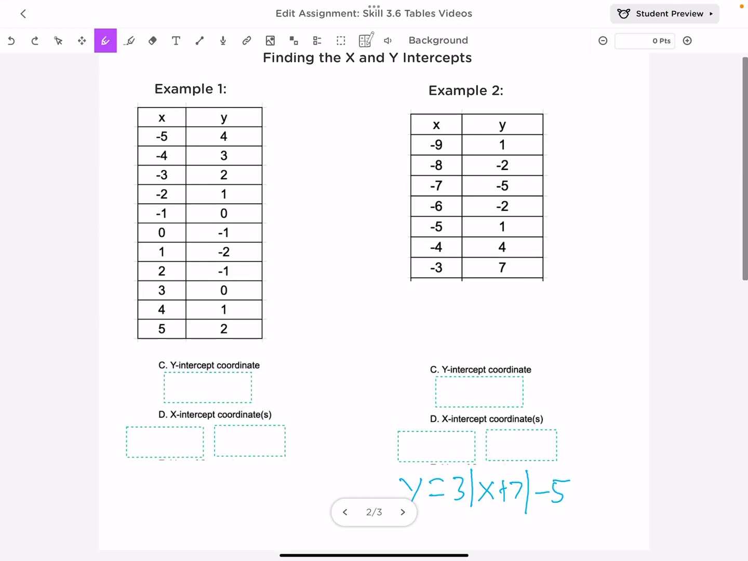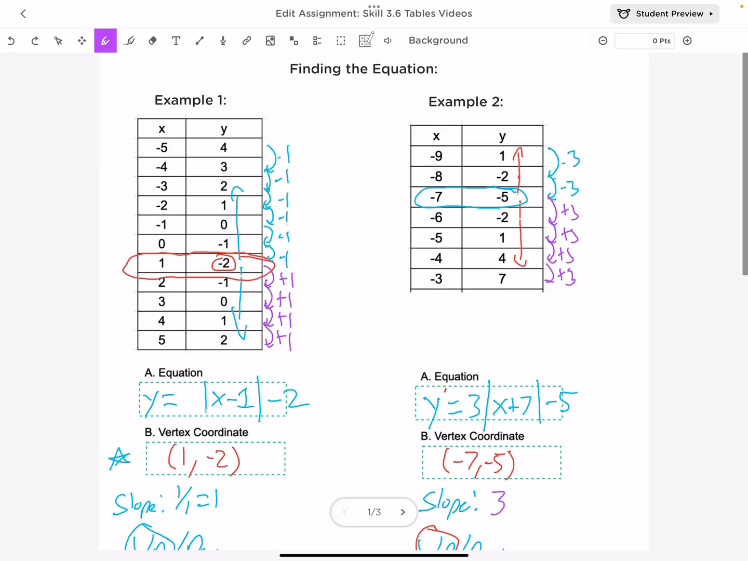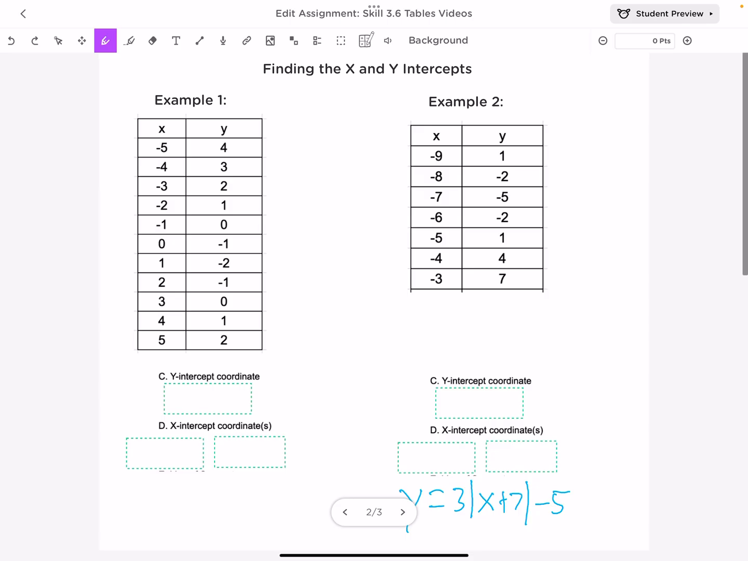All right, welcome to the second video. So once again, we have the same two examples as we did in the first video. In fact, you can go back and look at all the work we already did in the first video. But now we're finding the x and y intercepts. Now for example one, it's actually quite easy. We can use the table itself.